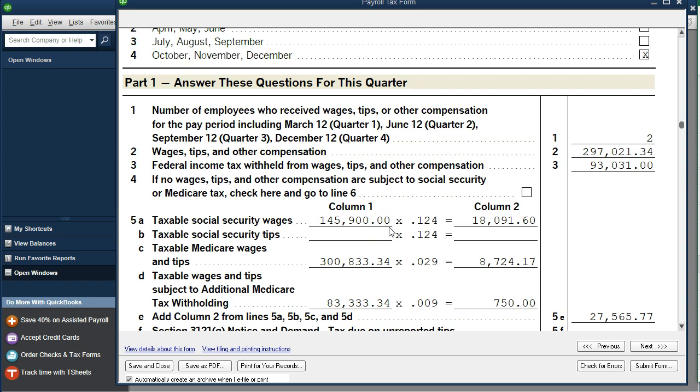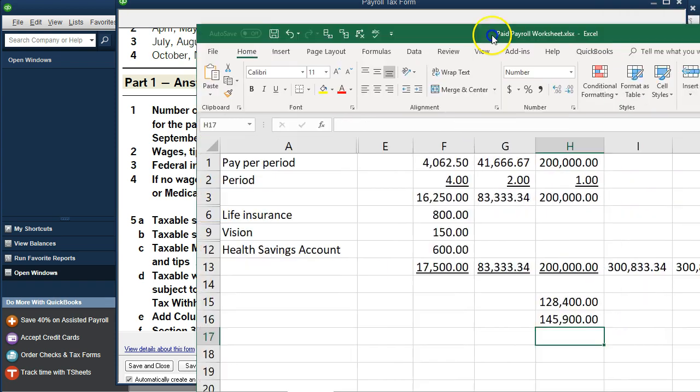You'll notice that the taxable Social Security is capped at $145,900, while the taxable Medicare is $300,833. So of all these numbers, this is the highest wage number, this taxable Medicare. So let's first get to this number, and then we'll see where these other numbers are derived from it. So we're going to go back into our calculations.